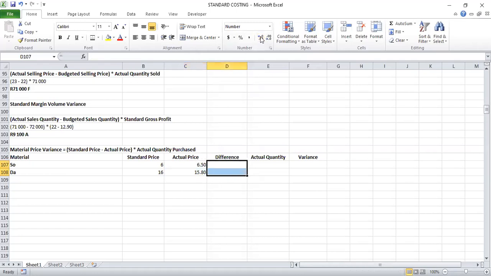Then we have our difference. That means on so we paid 50 cents extra. We paid 650 instead of 6. On da we paid 20 cents less. We were expecting to buy for 16, but we bought for 1580.